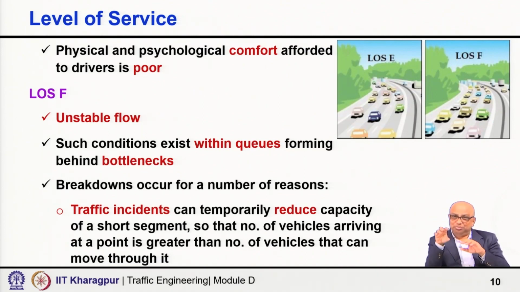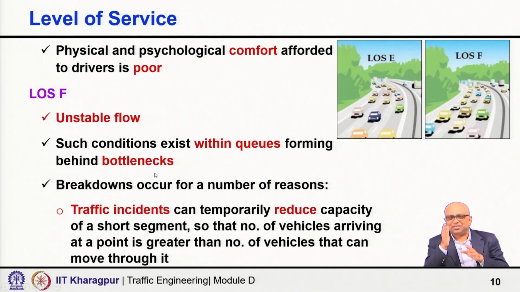So, if the demand is more than the 2-lane capacity, then obviously upstream of this junction of segments A and B, the queue starts forming and the queue will start propagating upstream. That means, within the 3-lane section only, starting from the junction of 2-lane and 3-lane. So, unstable flow will occur there, and this kind of condition exists within queues forming behind bottlenecks.